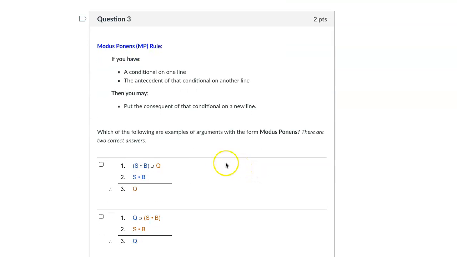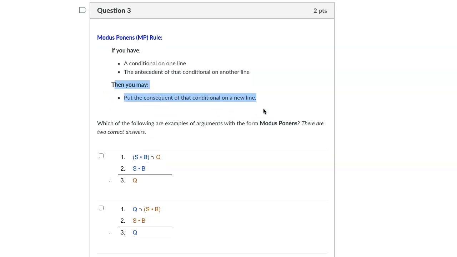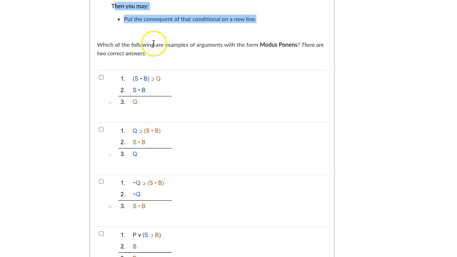Okay, so the next couple of questions are practice with rules. Yours might appear in different orders, FYI, so you might need to scroll up or down, or you might have different rules, but here are the ones that show up when I take it. So, modus ponens. Reminder of what the rule says you can do, what you need to have on lines in order to get a new thing. And it'll ask you which of the following are examples of arguments that have this argument form. And there are 2 correct answers.